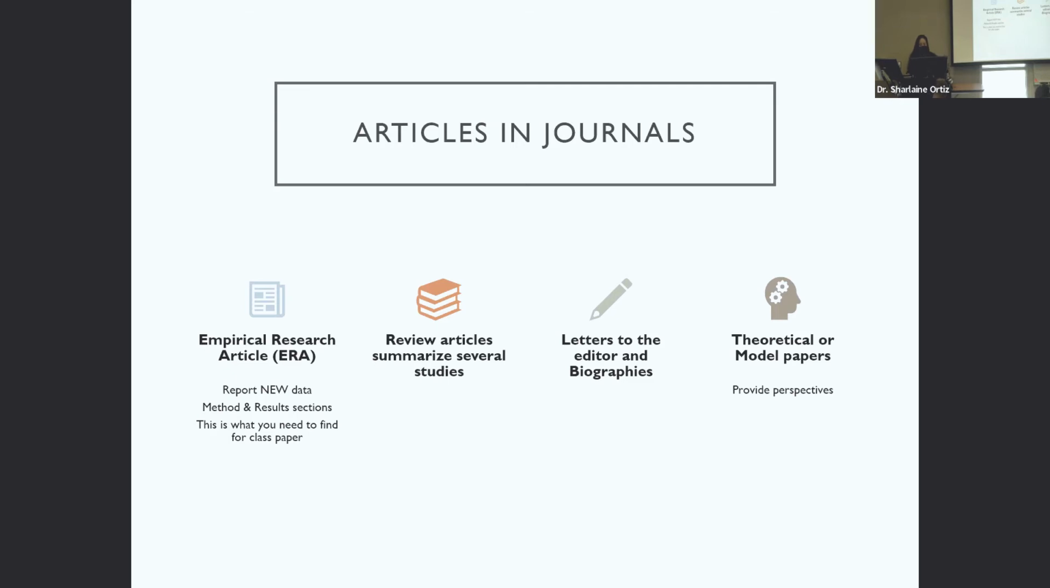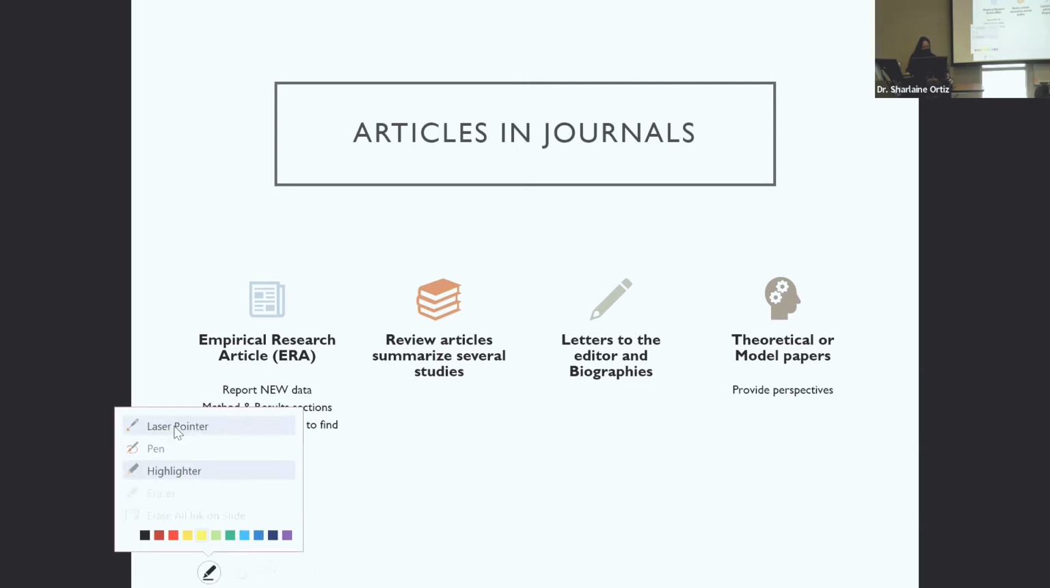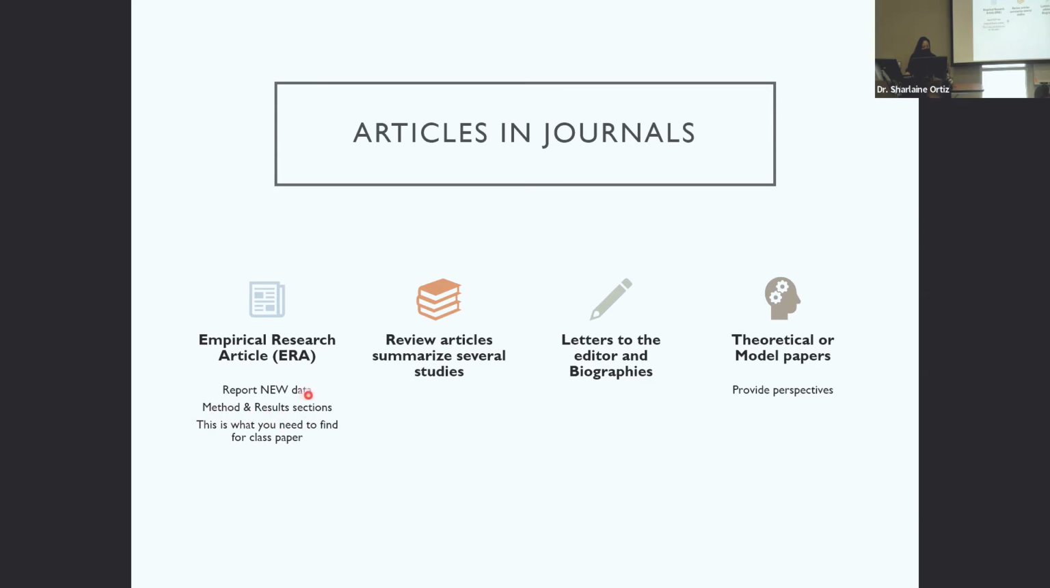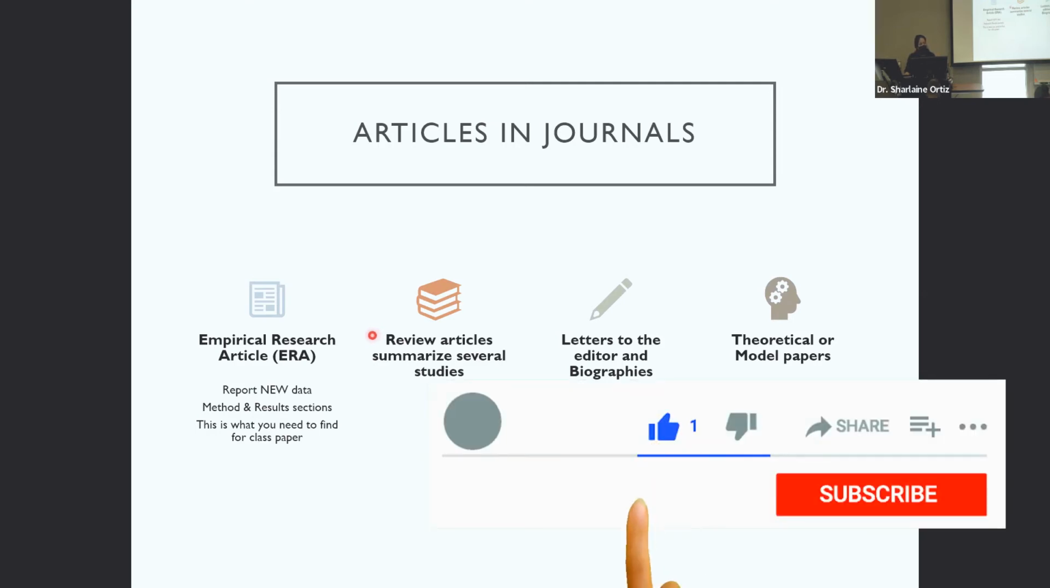What is that? That type of research article, that type of journal, is going to report upon new data. Their interest is that we're going to specialize very significantly in the method and results section because it's providing new research. It is providing a new understanding of whatever the topic is.